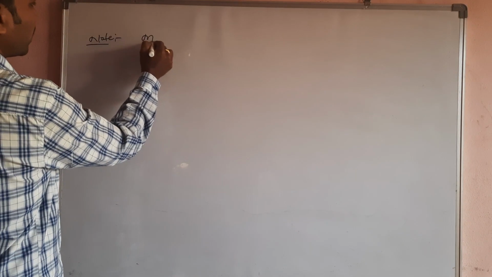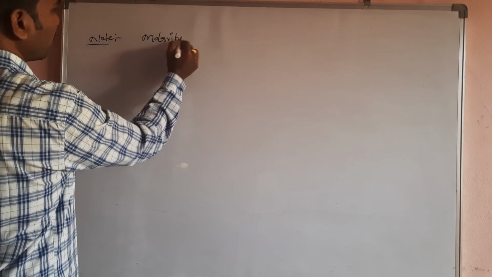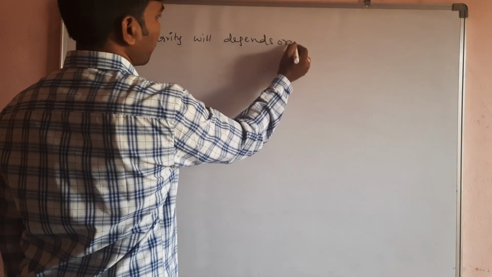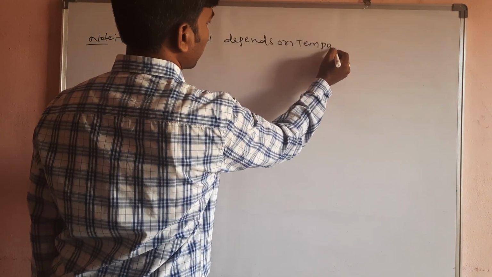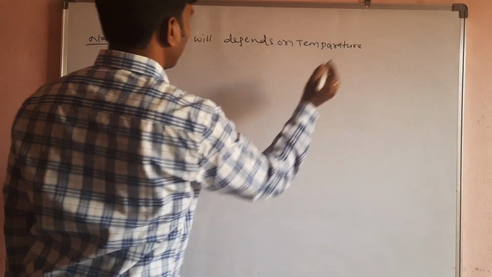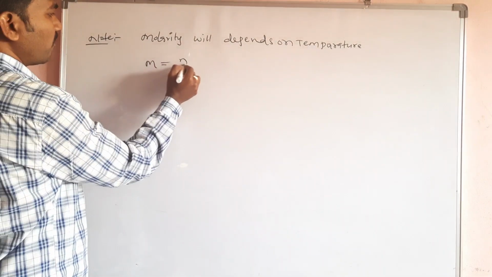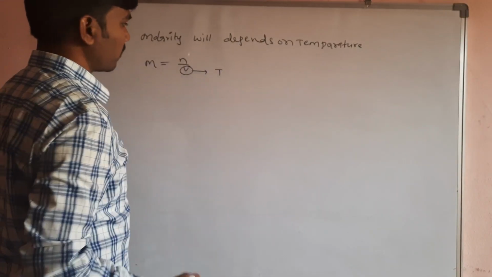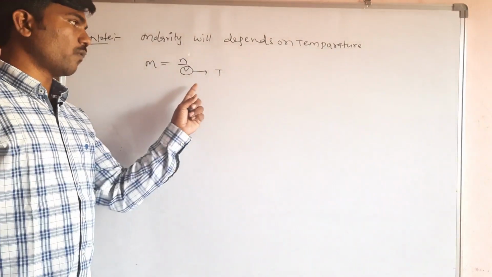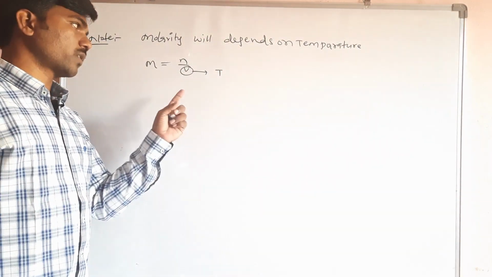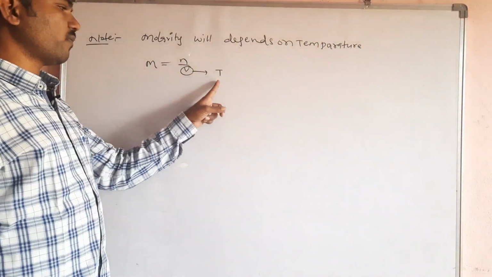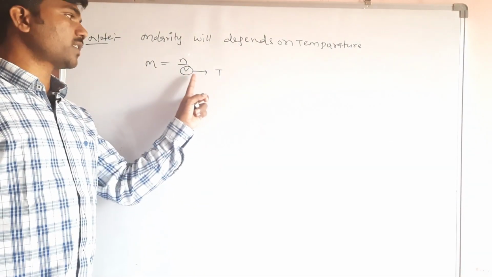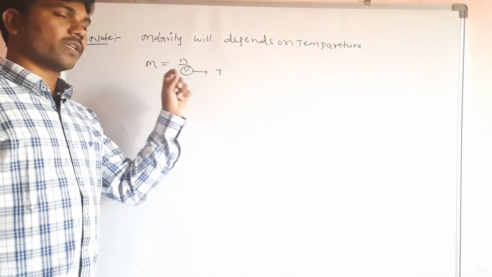Note, molarity depends on temperature. Why? Because molarity is nothing but the number of moles present in a given volume. Volume is directly proportional to temperature, so volume is related with temperature. That's why molarity is also influenced by temperature. Each and every concentration term which has volume in it is definitely influenced by temperature.